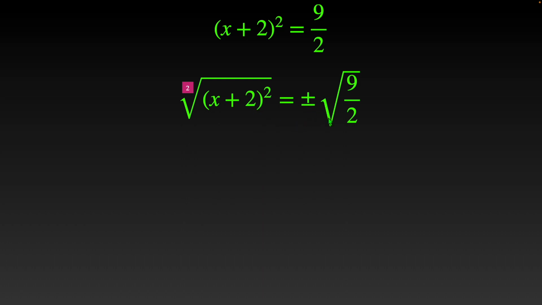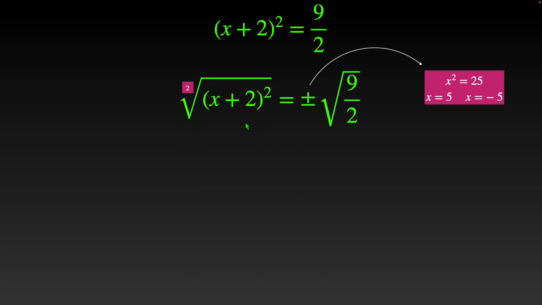On the right-hand side, we have square root of 9 over 2, and in front of it we have plus or minus. Why do we put plus or minus? Well, let's take a look at an example. Let's say we have x squared equals 25. This is asking what number squared is equal to 25. We know that 5 squared equals 25, but also negative 5 squared equals 25 because negative 5 times negative 5 is positive 25. This is why we have plus or minus in front of it.